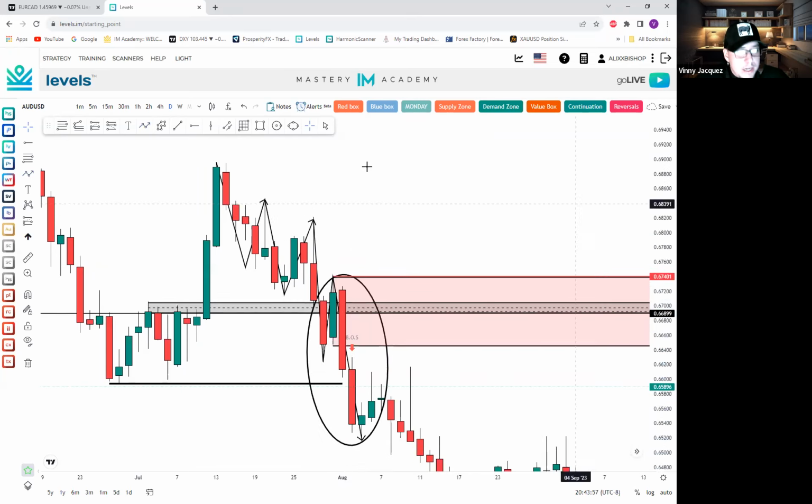Be careful doing this on the 1 minute, 5 minute. If you're already risking fewer pips on a lower time frame, just put it at the top.